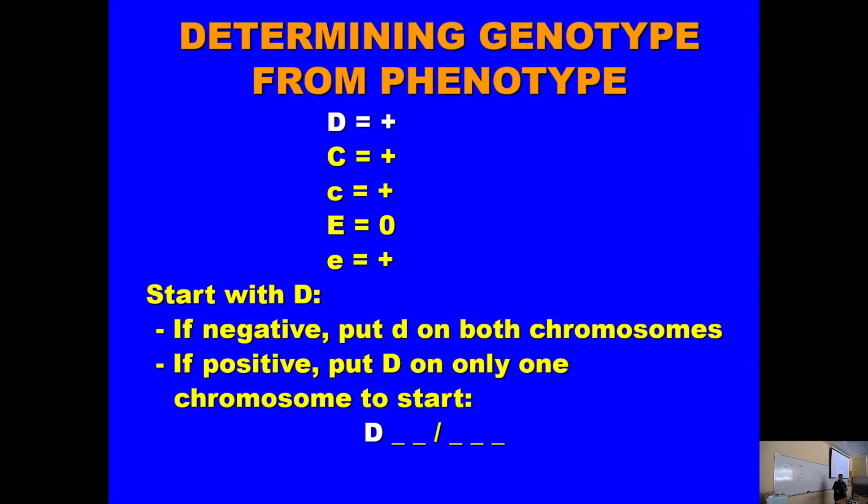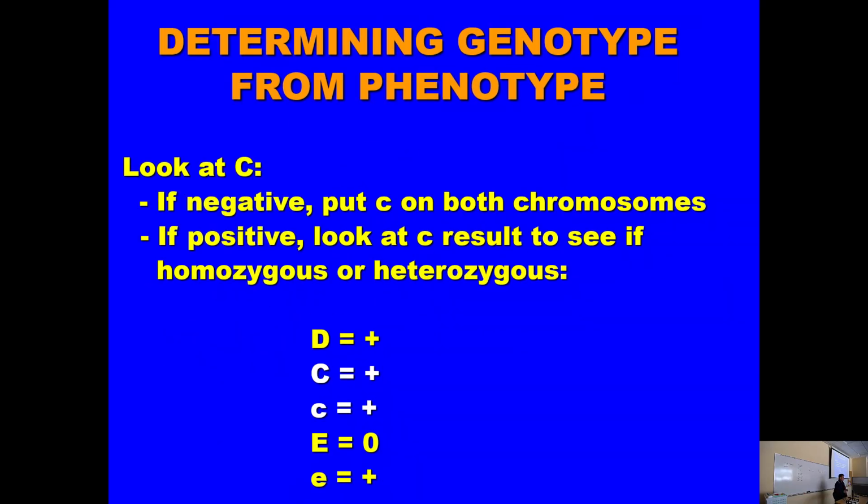So now we're going to look at C. Okay? If big C is negative, we know, boom, easy. Little c in each spot, we're good to go. If big C is positive, then we have to look at the little c result to see, are they both big C's or are they split? In this situation, our big C is positive and our little c is positive. So I know that one of these chromosomes has a big C and one has a little c, and I have to make the determination which has which. So, in this situation, it's heterozygous for C, because we have both alleles.